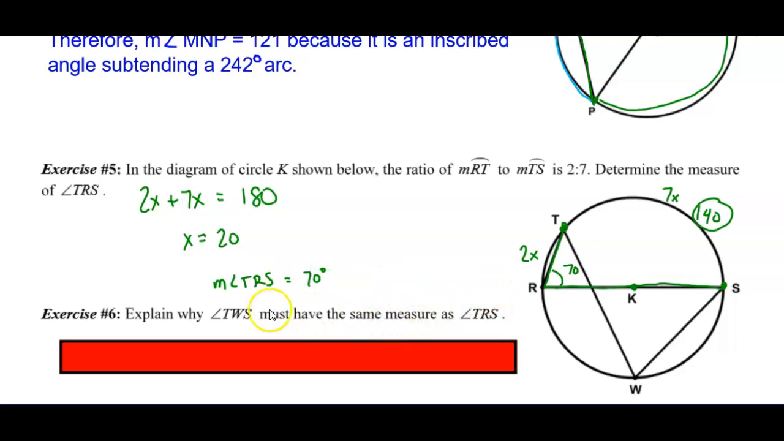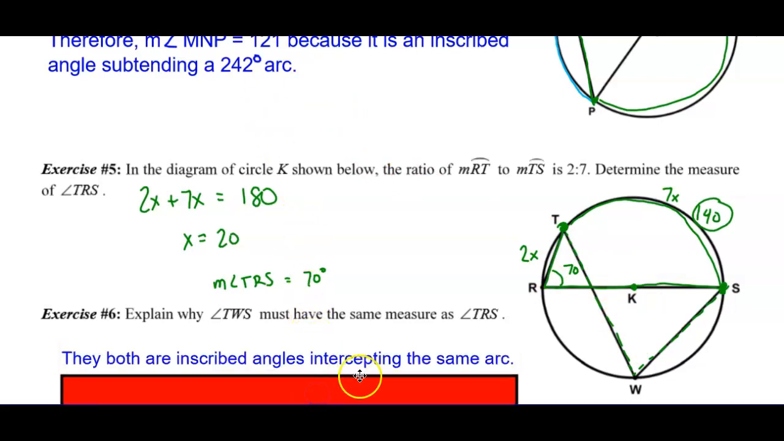Okay? And finally, explain why angle TWS must be the same as TRS. Let's find TWS. I'm going to take that down here to W and out here to S. It's got the same endpoints. It's still got T and S as endpoints, so we're intercepting or subtending the same exact arc. Any two inscribed angles that subtend the same arc would be half of the same arc and therefore equal to each other. So that's the reason. They are both inscribed angles intercepting the same arc. Therefore, they're half of the same value and equal to each other. We'll do a lot more with inscribed angles in class.